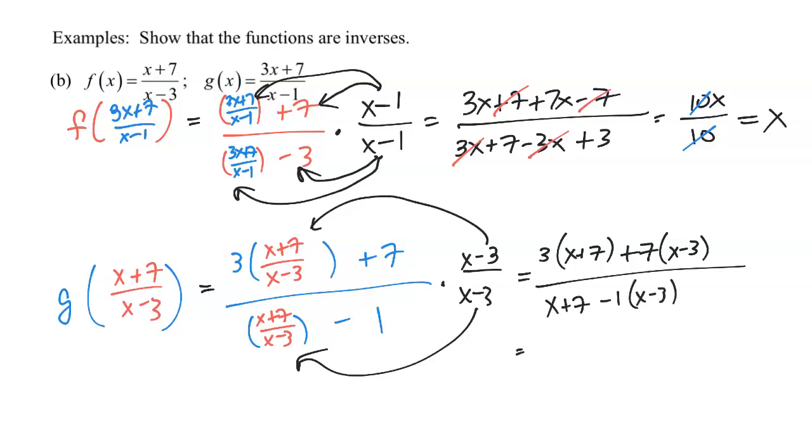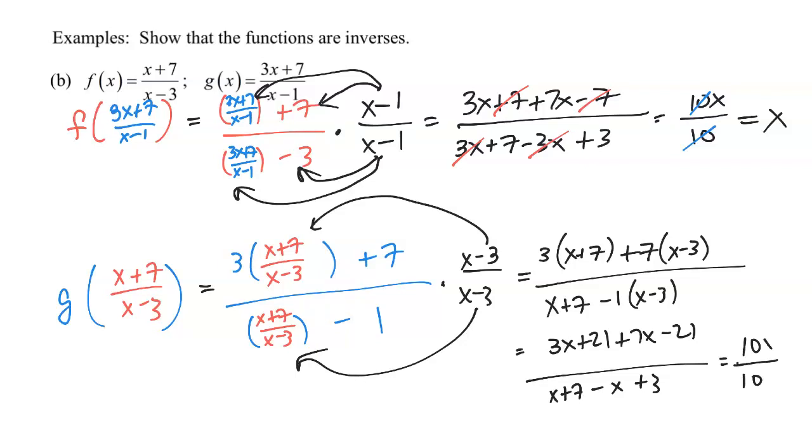Now, if I do the distribution, in the numerator, I'm going to have 3x plus 21 plus 7x minus 21. And in the denominator, I'll have x plus 7, and distributing my negative will give me minus x plus 3. Collect the like terms in the top and in the bottom, and what you're going to end up with is 10x over 10, and that will again reduce to x. And so we have verified that these two functions are indeed inverses.